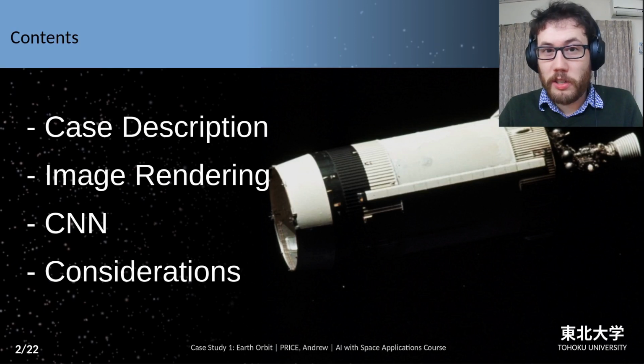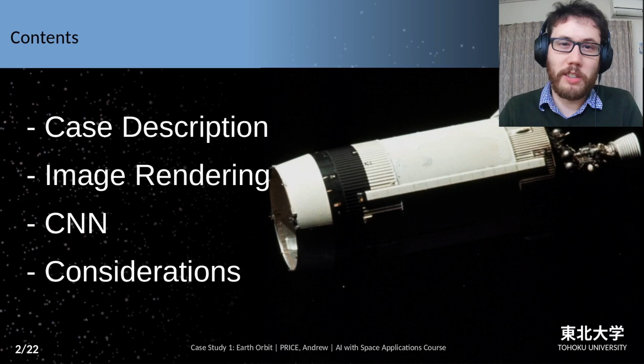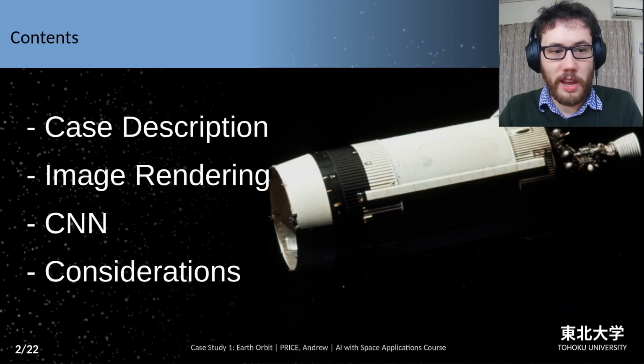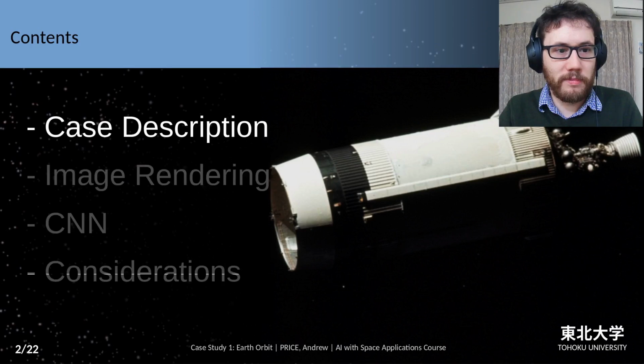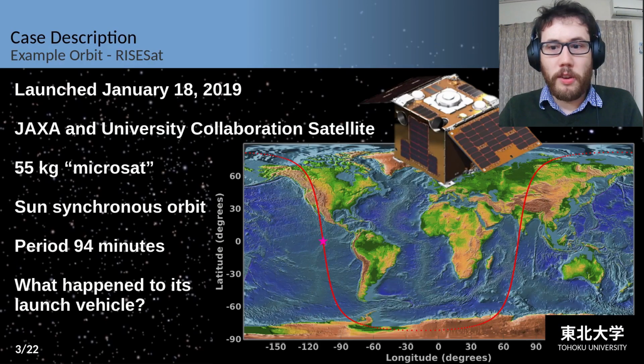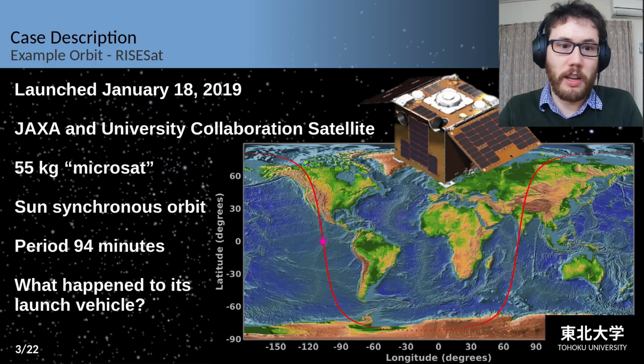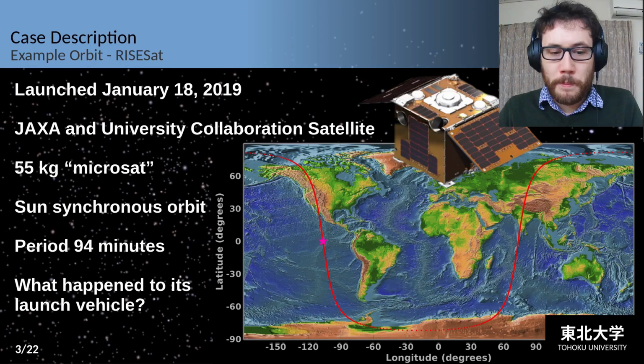Then we'll discuss the creation of our convolutional neural network. And finally, we'll have some realistic considerations at the end to make. So to begin, let's discuss the case. Here, this image is of the RISE-SAT, which was a JAXA and Japanese University collaboration satellite. It was an Earth observation satellite launched in 2019. It's a microsatellite, and it was set up in a sun-synchronous orbit with a period of about 94 minutes.